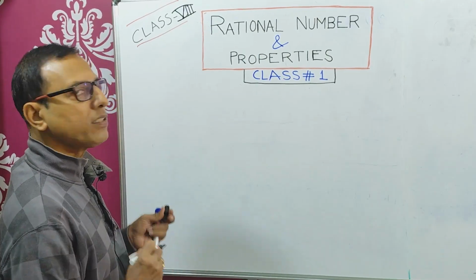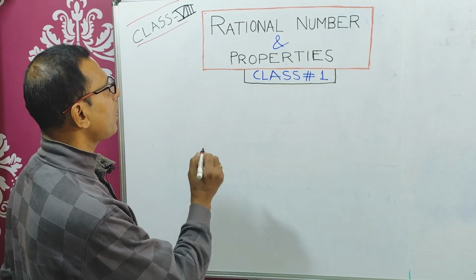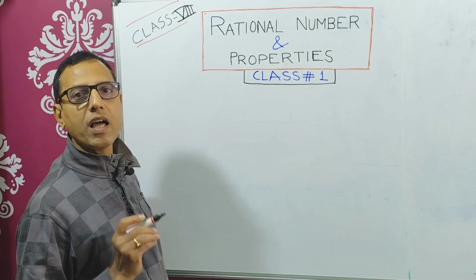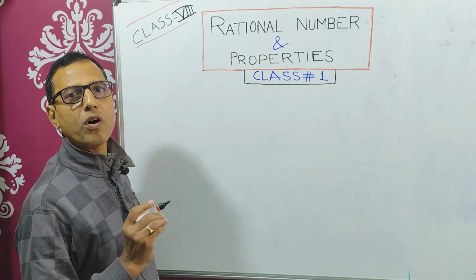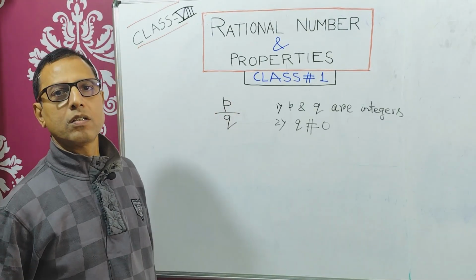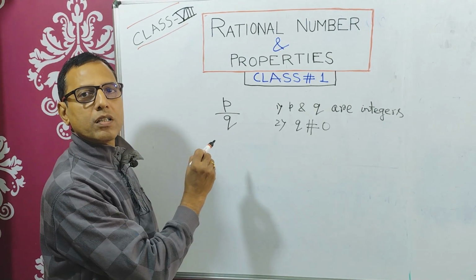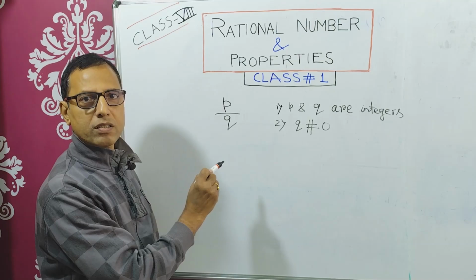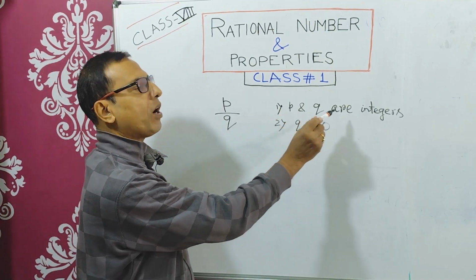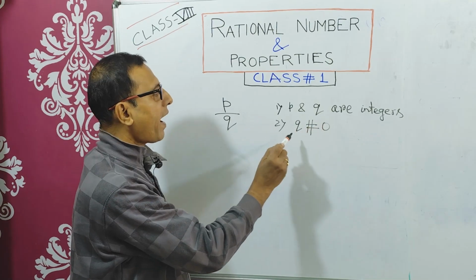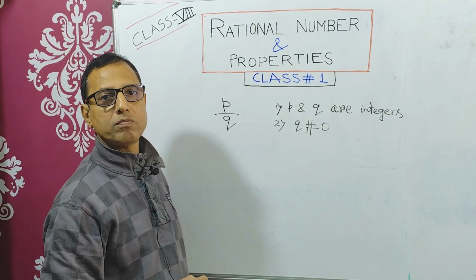So what is rational number? Rational number is if you can express any number in the form of P by Q. So P by Q is a rational number if P and Q are integers. Both of P and Q are integers and Q not equals to 0.